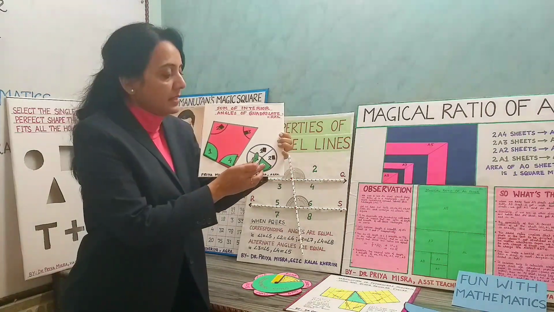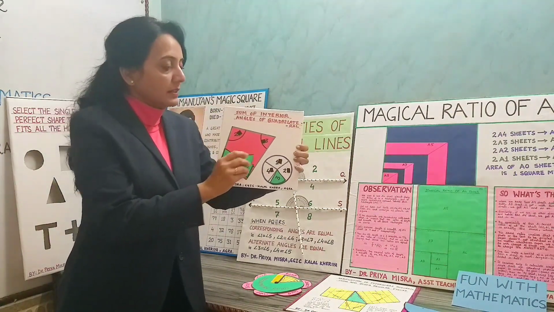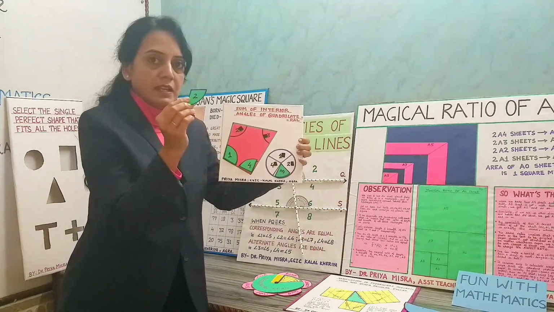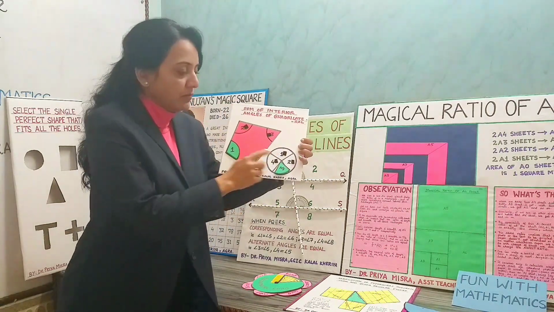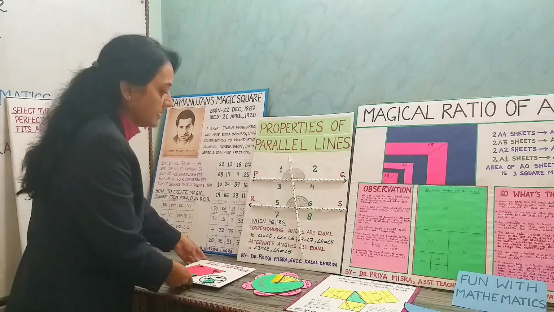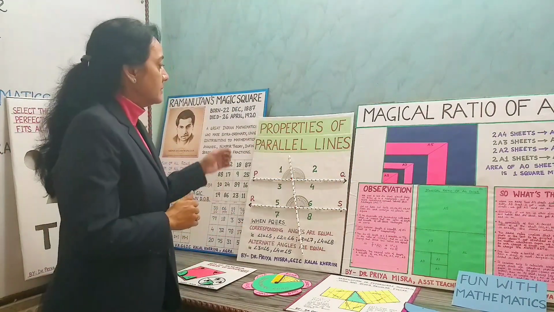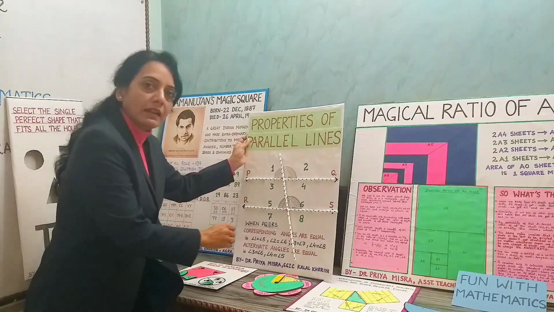Similarly, we can tell them the sum of interior angles of a quadrilateral is 360 degrees. And if we fix all the angles here, we can find out that the sum of all the angles is 360 degrees. Next, my TLM is about the properties of parallel lines.